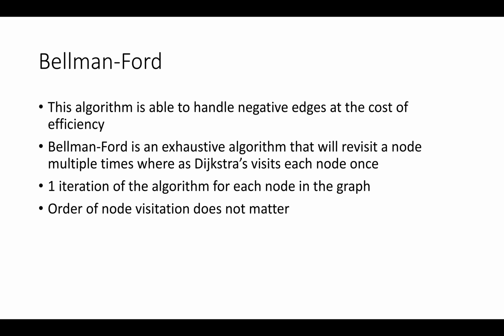The Bellman Ford algorithm is actually designed to be able to handle the cases where we have negative edges. However, we're going to handle these cases at basically the cost of some efficiency. In its simplest terms, Bellman Ford is virtually identical to Dijkstra's, with the added case that we are going to be running Dijkstra's multiple times over and over again, exhaustively searching every single node and updating all of the paths as much as possible.